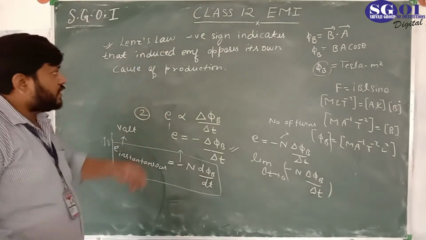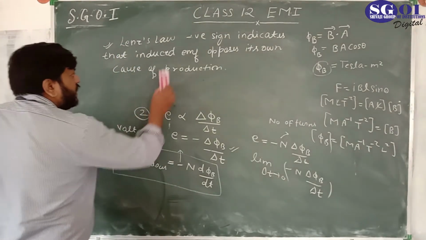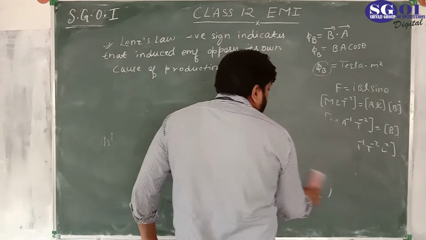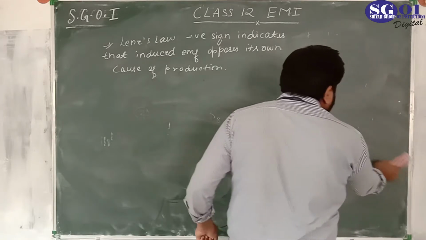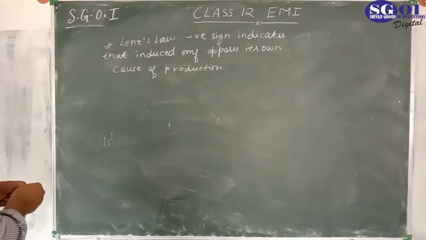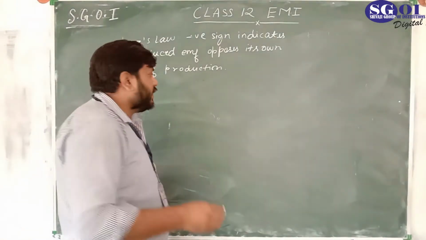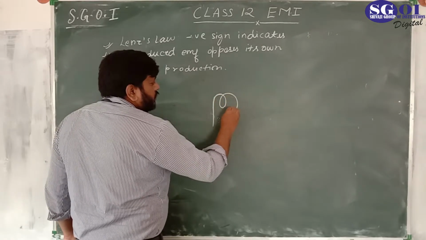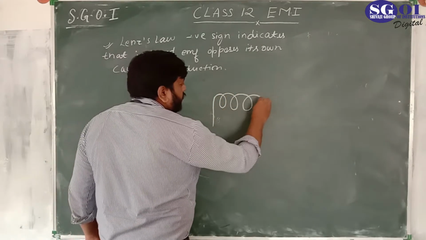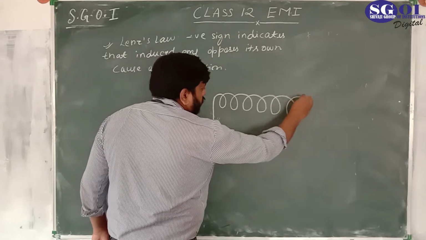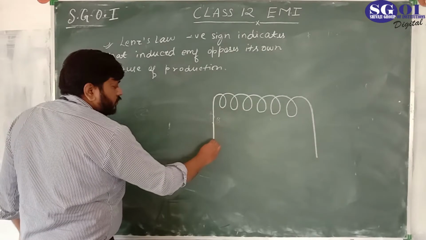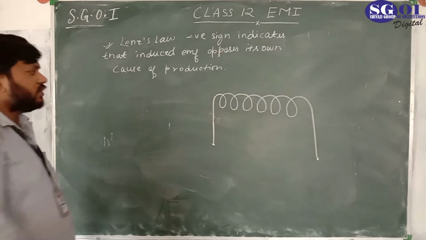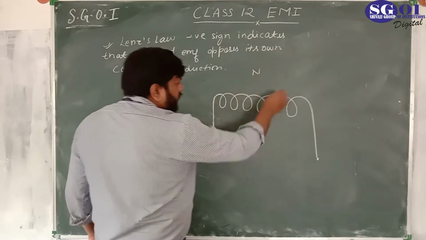So let's start understanding this concept, Lenz's law, with an example, so that you will be able to understand the concept and find the polarity. Let's say we have a coil, like this. These are the ends of the coil, and there are n number of turns.